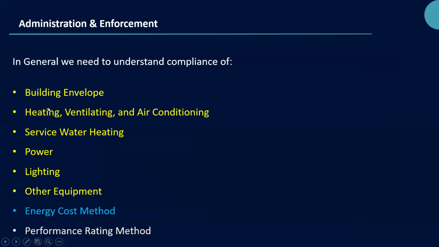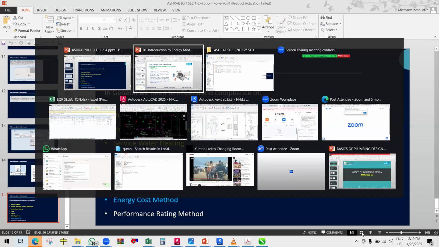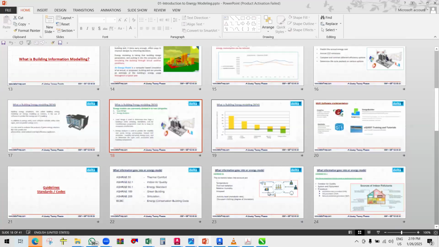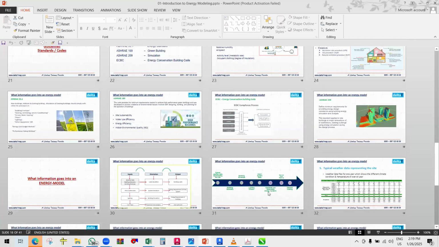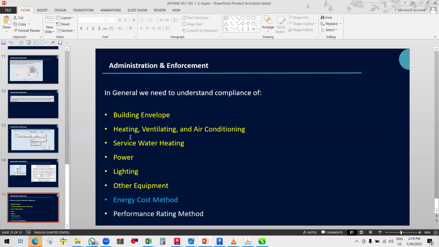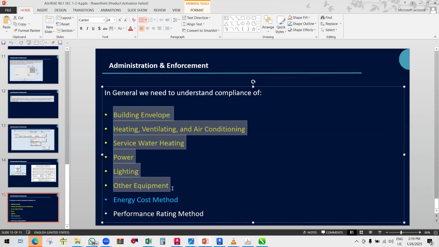Generally we go with these things, like the building envelope. What does building envelope mean? We have a building envelope concept here, and we will see about that. If you see here, we have the HVAC system, service water heating, power, lighting, and other equipment. So these are the elements which we see in a building, right?